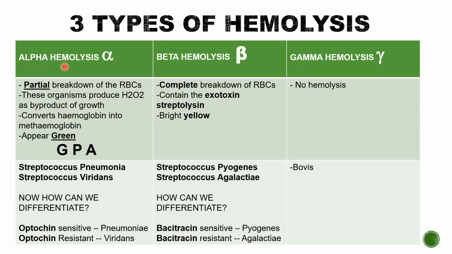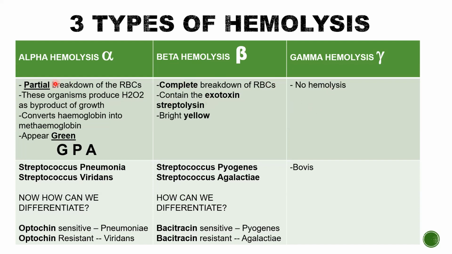Obviously. Now there's a mnemonic for alpha hemolysis, which is GPA. A is for alpha, P is for partial hemolysis, and G is for green. Now alpha hemolysis is partial breakdown of the red blood cells. Beta hemolysis is complete breakdown of the red blood cells. Gamma hemolysis means there is no breakdown. So it doesn't really show anything.